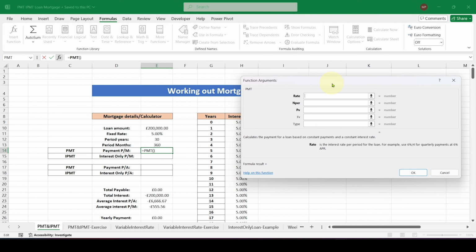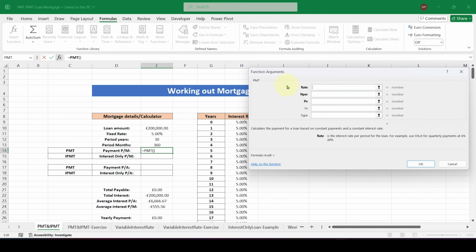There is one very important thing to remember when dealing with PMT and IPMT, and that is, if you are trying to find monthly payments, you need to make sure that some of these cells here are in months, and that will make more sense in a second. Of course, if you are trying to find yearly payments or maybe weekly or daily payments, then once again you need to put in the correct data here to make sure you are getting a correct answer.